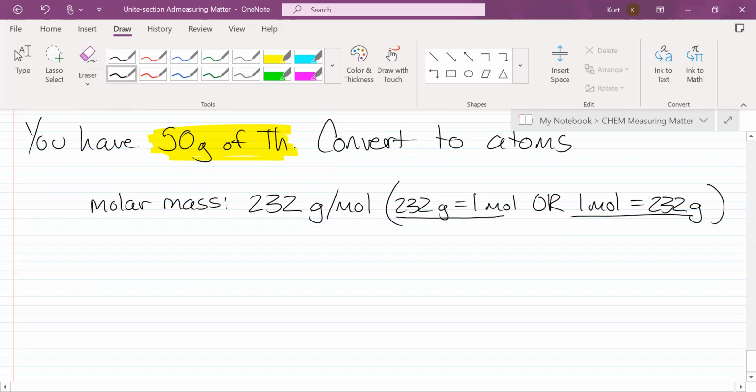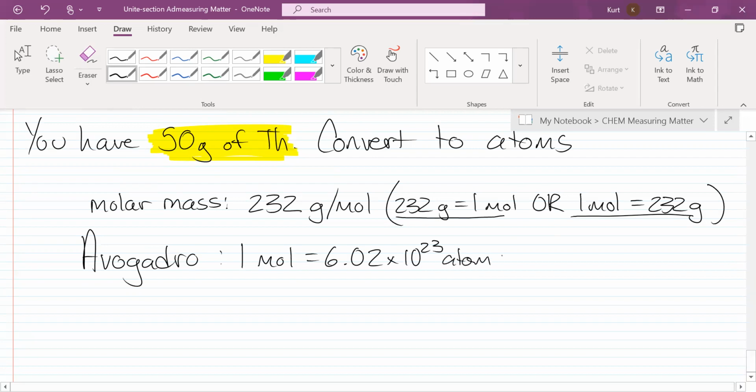Okay, great. But we don't have a conversion for atoms yet, or do we? Have you done a conversion that involves atoms? Yes. What conversion is that? Avogadro's number. One mole is equal to 6.02 times 10 to the 23rd. And we're dealing with thorium. Is thorium an atom, an ion, a molecule, or a formula unit? Atom. Or you can say 6.02 times 10 to the 23rd atoms is equal to 1 mole.